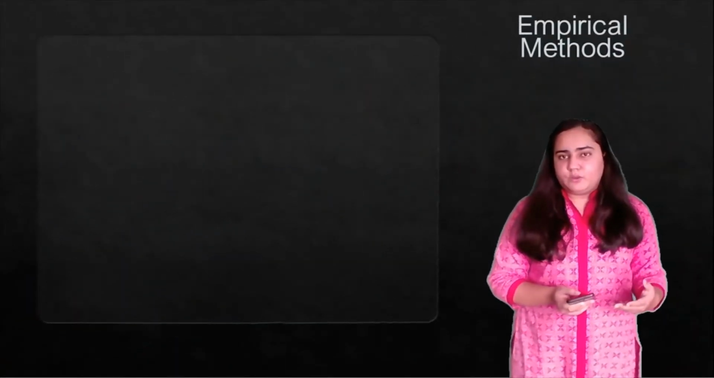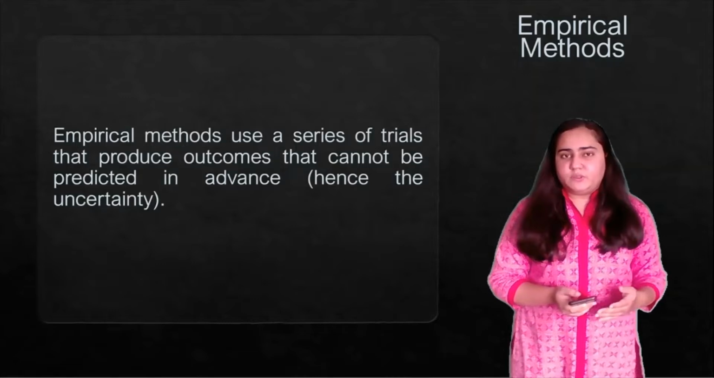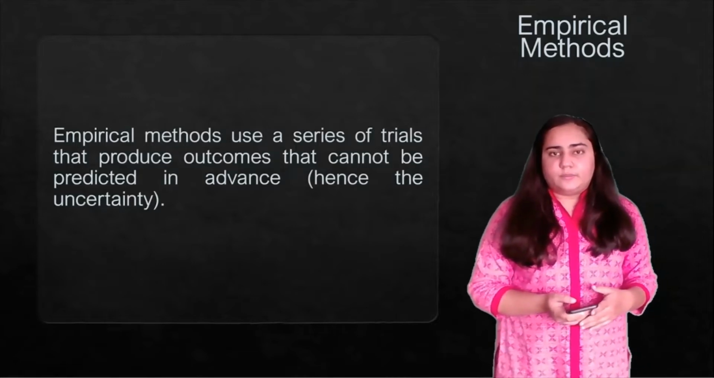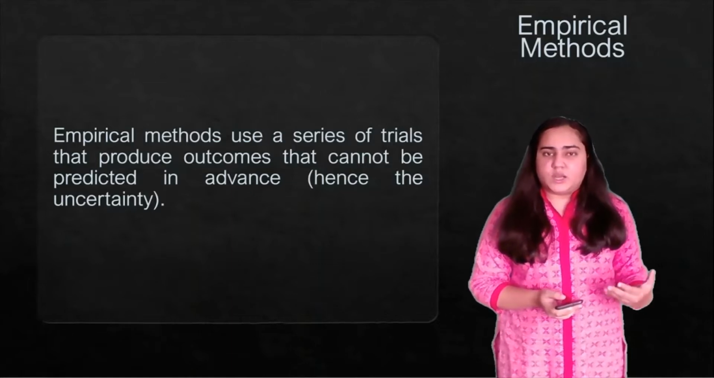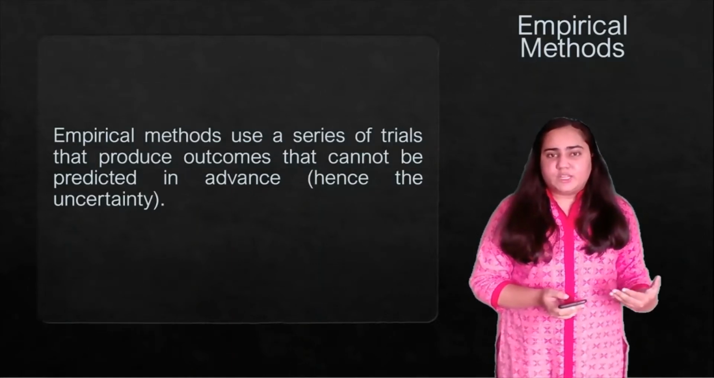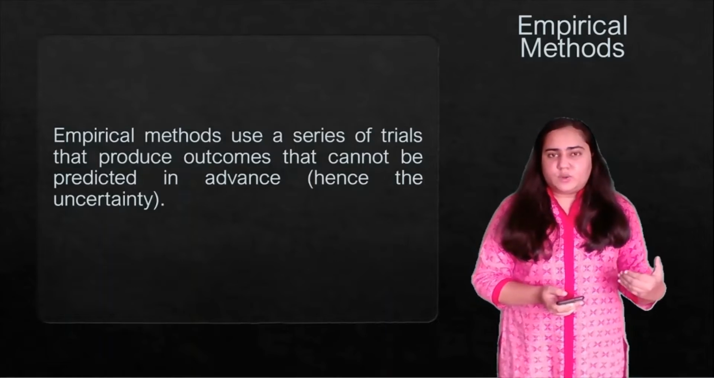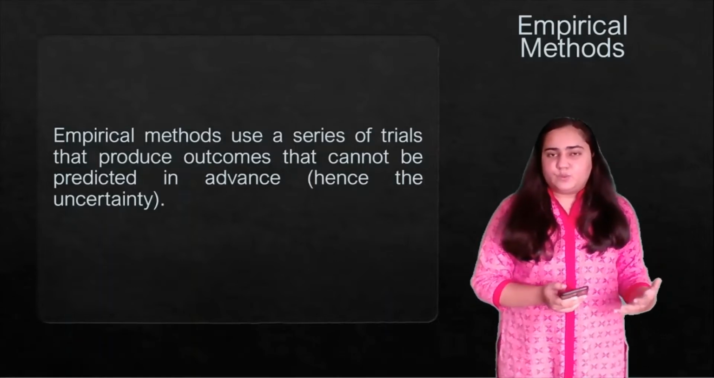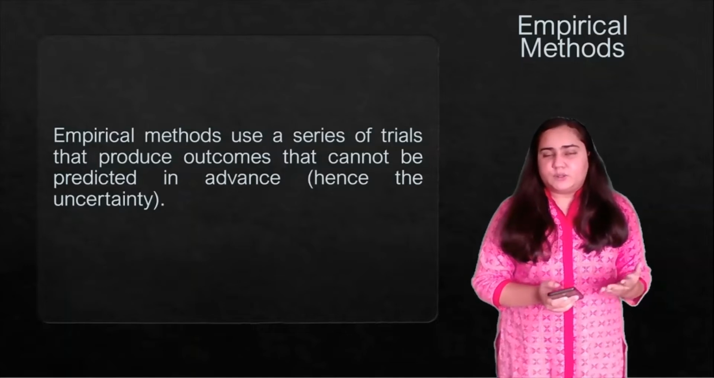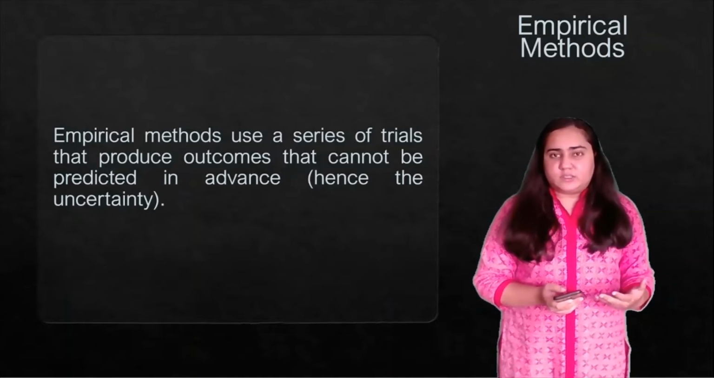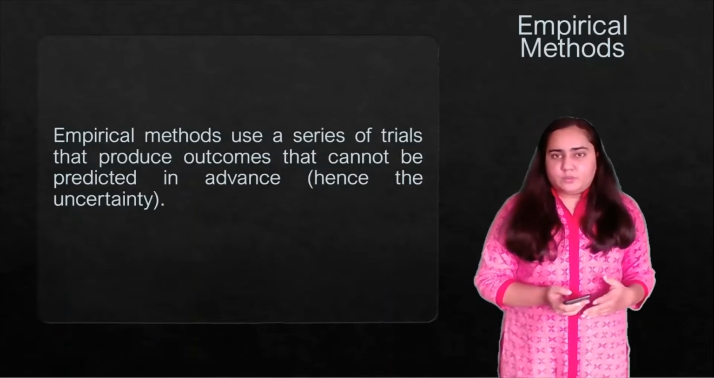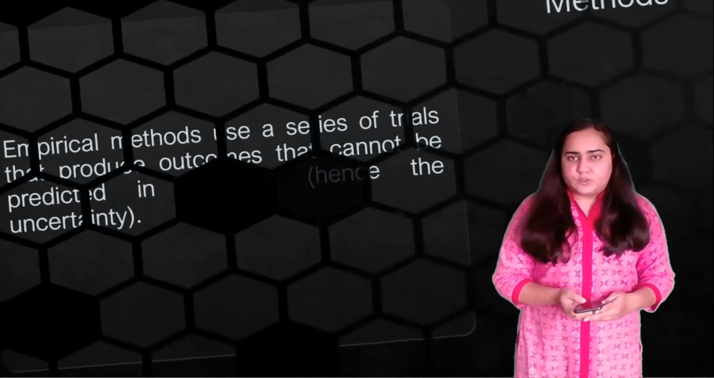Now there are empirical methods. Empirical methods are used in a series of trials, when you have a series of trials that produce outcomes that cannot be predicted in advance. So this is all about series of trials. The previous one was just about games of chance. This is about series of trials. Finding out the outcomes of a series of trials, that is where empirical methods of probability are used to calculate probability.